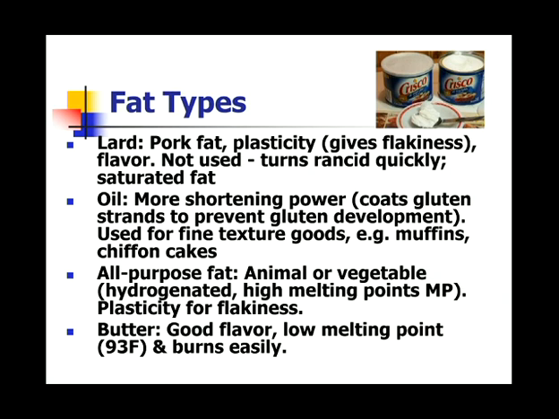So the reason gluten strands are tough is because they get aligned one sheet after the other. And sugar will cut it up, oil will cut it up. It coats it, and it prevents it from forming very strong strands. So oil is great, it breaks it up very quickly.